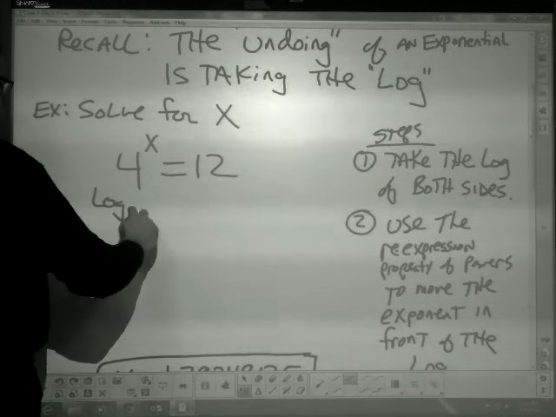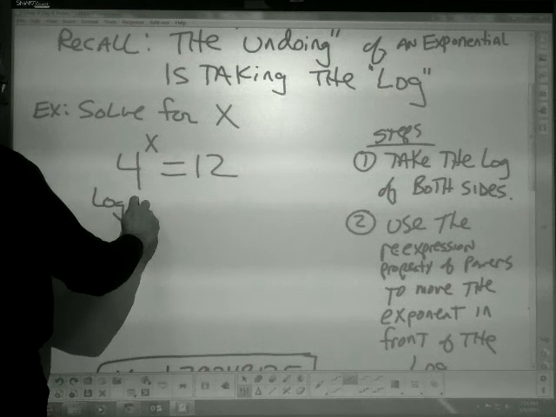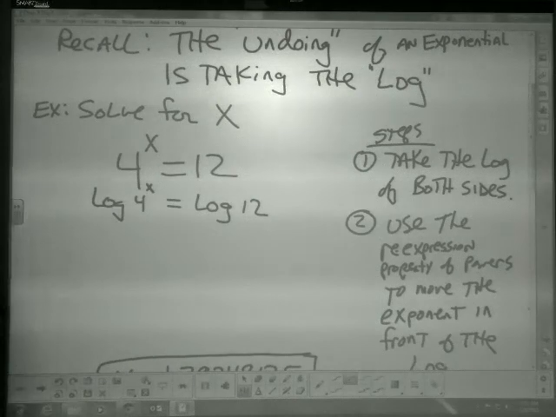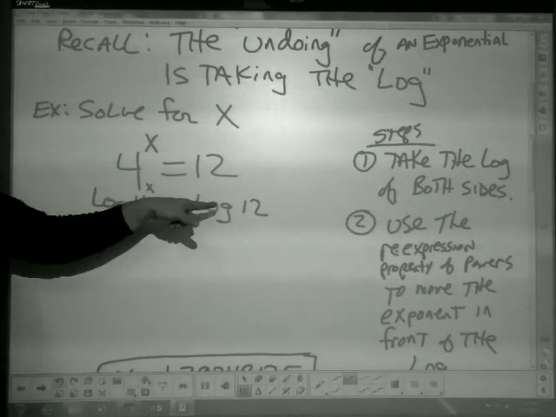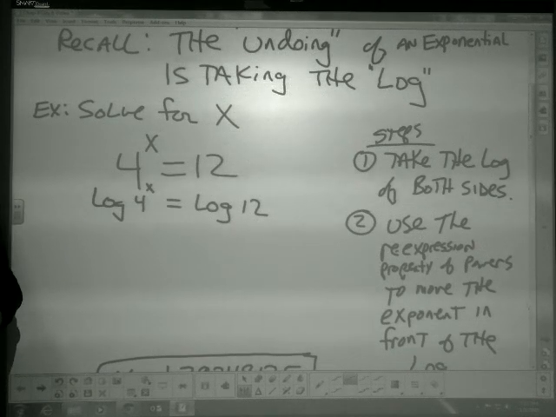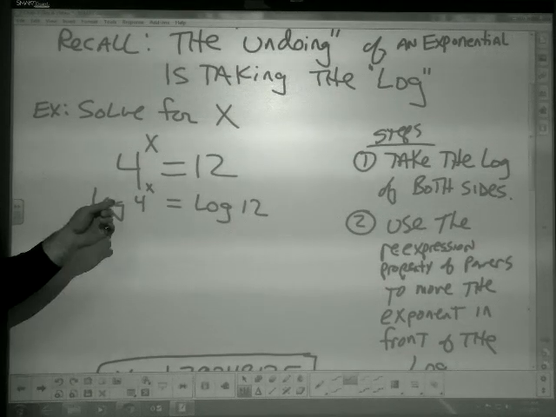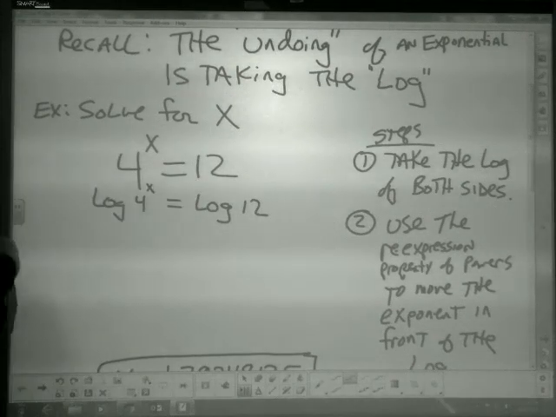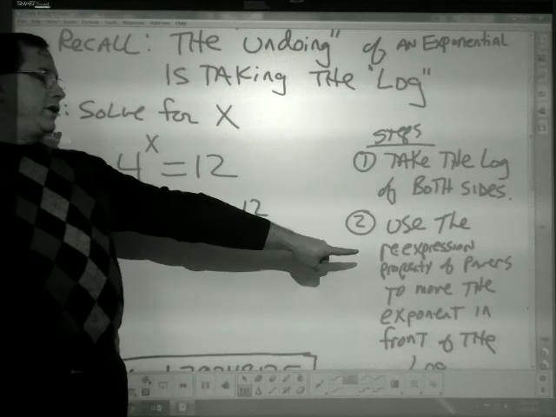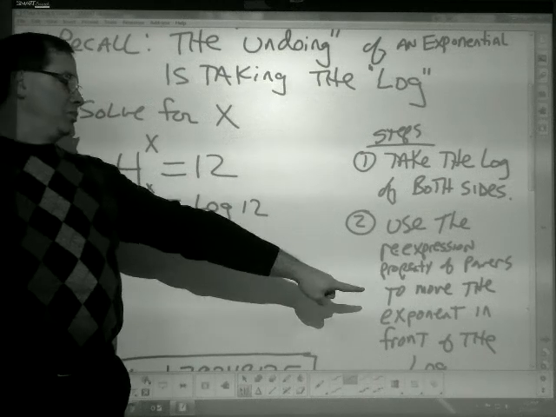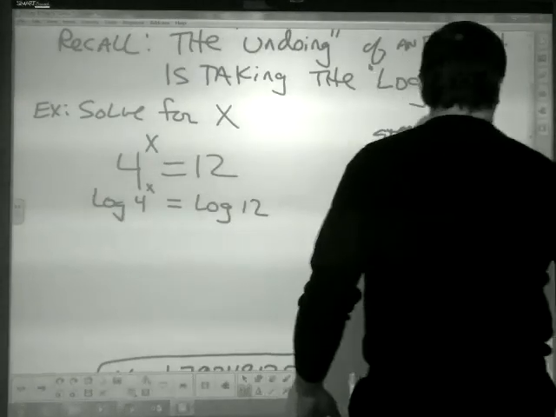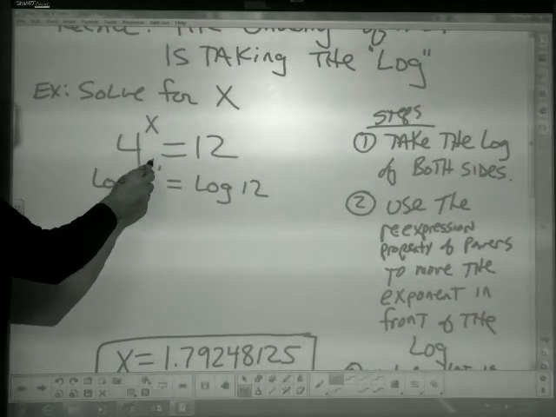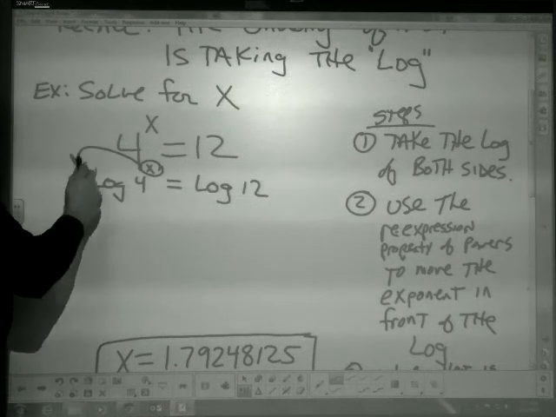So I have log, again, now we're on base 10. Log of 4 to the x equals log of 12. I take the log of both sides, which means just put the word log in there. Just like when we took the square root of both sides, we wrote square root, we'll write log. Now, step 2, use the re-expression property for powers to move the exponent in front of the log. Our re-expression property of powers says I can rewrite this and move it out front.